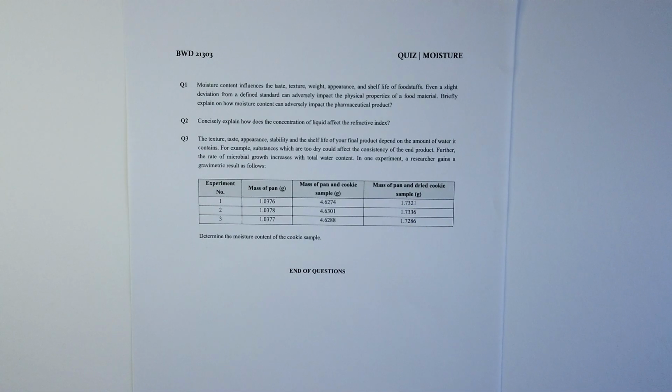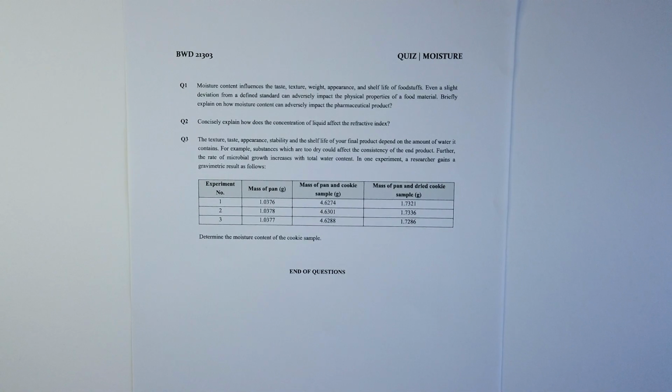So now we are going to explain question number 3. This one is quite lengthy. So the texture, taste, appearance, stability and shelf life of your final product depend on the amount of water it contains. For example, a substance which is too dry could affect the consistency of the end product. Further, the rate of microbial growth increases with the water content.